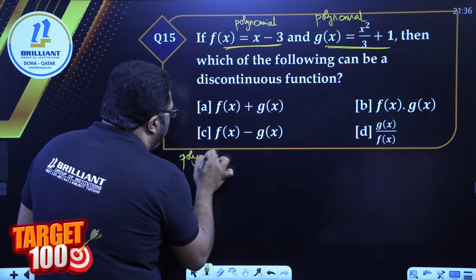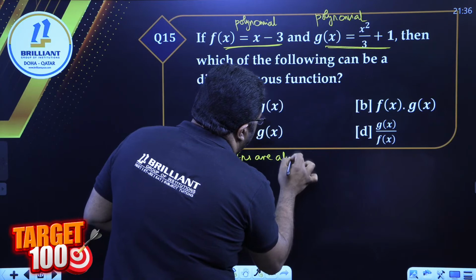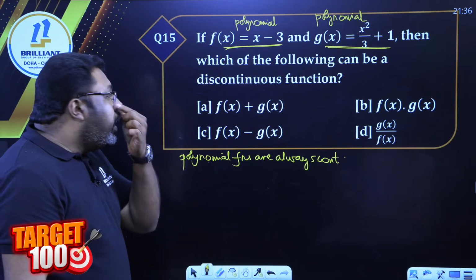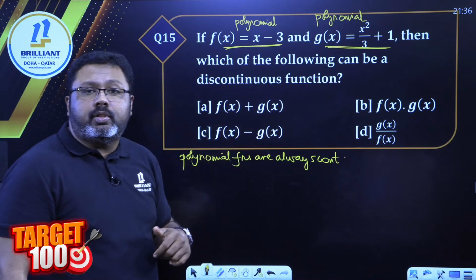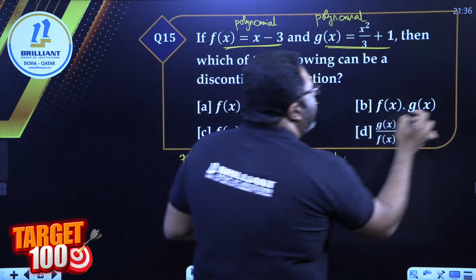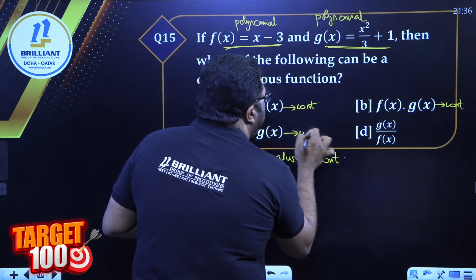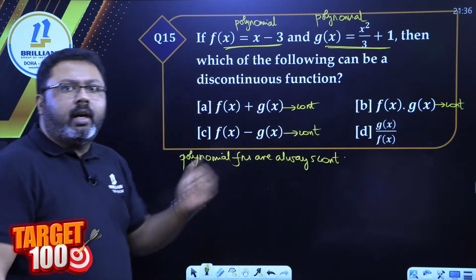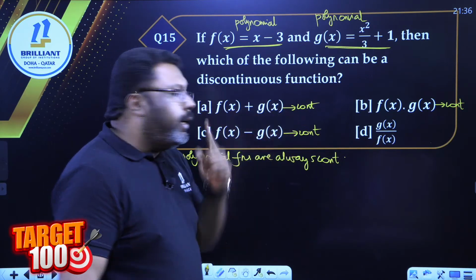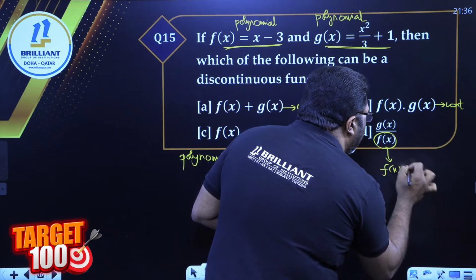So polynomial functions are always continuous. According to the property we learned before, what happens if I add two continuous functions? This is obviously continuous. What happens if I multiply two continuous functions? That's again continuous. What happens if I subtract two continuous functions? That is again continuous. But what happens if I divide, provided the denominator f of x is not equal to 0?